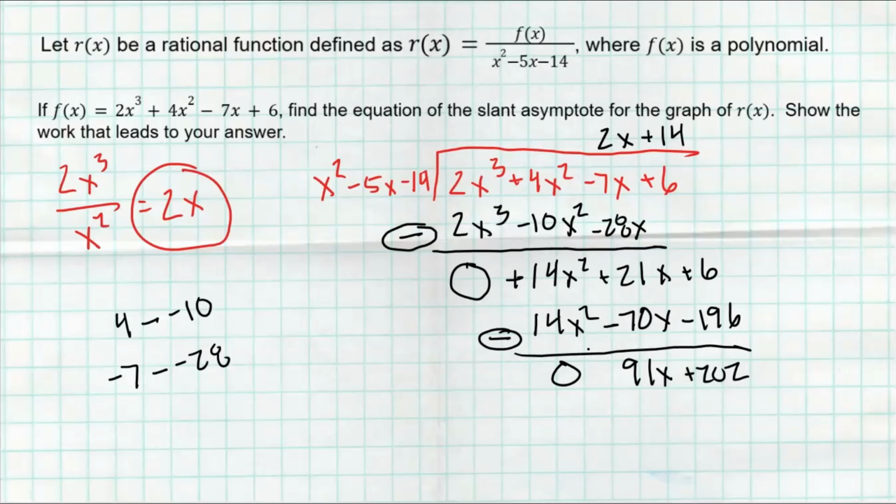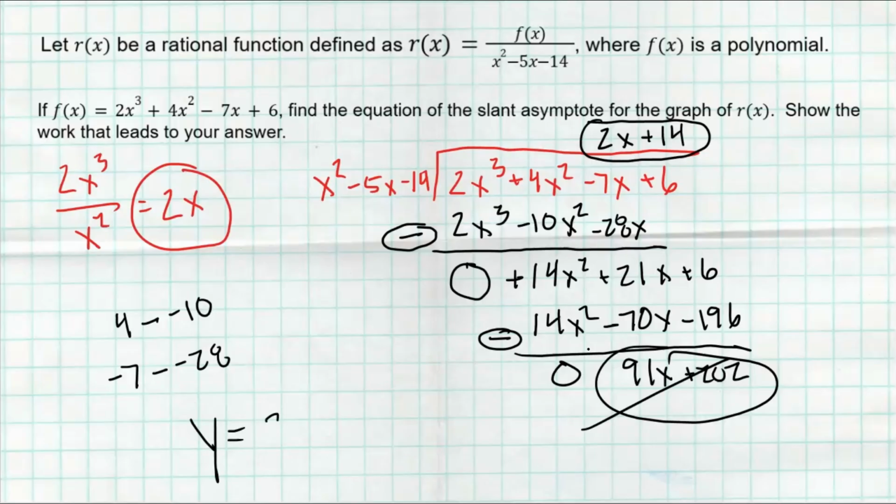Now, at this point, I'm done, right? Because I cannot take an x squared and turn it into a 91x. So this is going to be my remainder, but you don't need your remainder for the slant asymptote. The slant asymptote is just your quotient. Remainder doesn't impact it at all. So the equation of the slant asymptote for this function would be 2x plus 14, which is the quotient when you divide your numerator by your denominator.